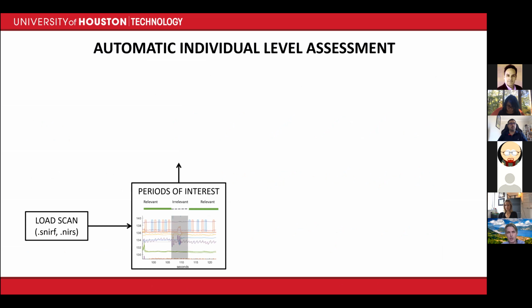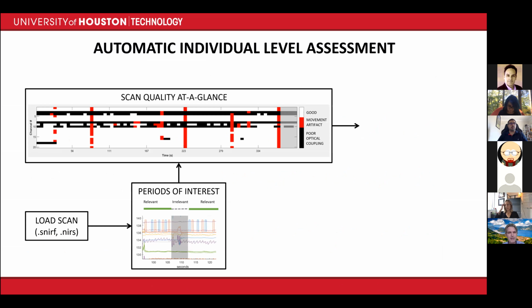So what we are currently doing is making this process of assessing the quality of data completely automatic to the user. So we are developing a software that loads an fNIRS scan from any instrument. First, we automatically detect all the periods of interest. So we discard a portion of data that are irrelevant. And then we compute this image that essentially very intuitively presents the quality of the whole scan at a glance.